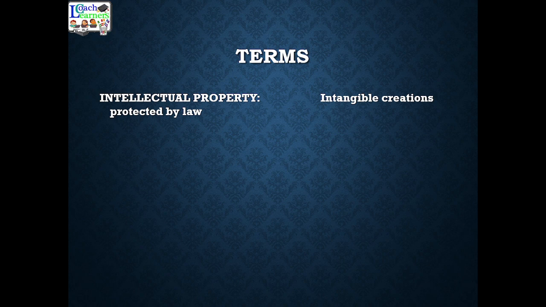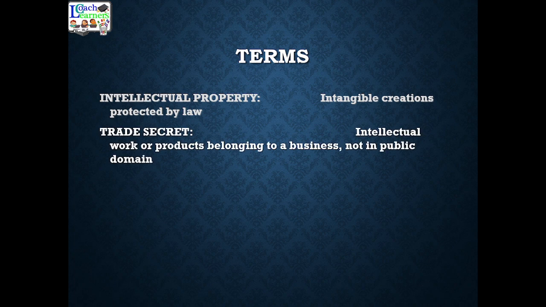Intellectual property. These are creations, inventions by individuals that are protected by law. If you infringe on this intellectual property, then you can be arrested and arraigned in court. We also have trade secrets. We have logos and trademarks, for instance. These are intellectual work or products belonging to a particular business or organization.